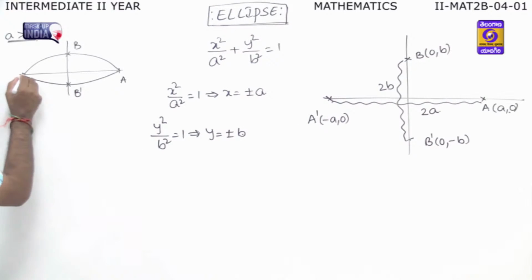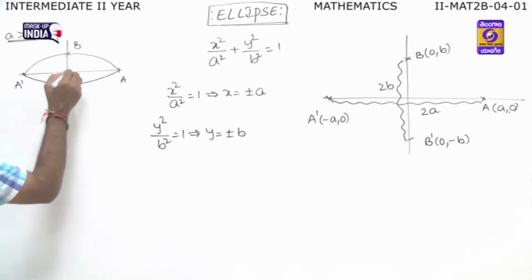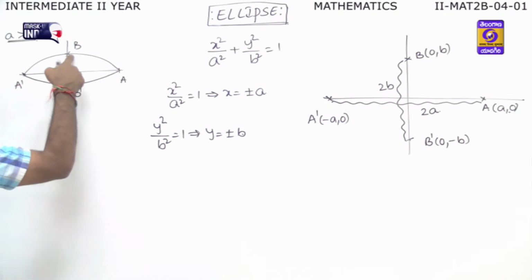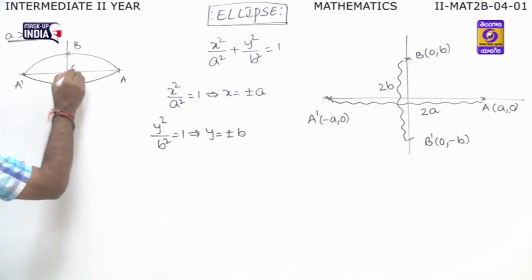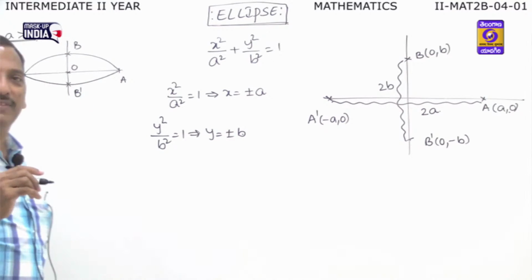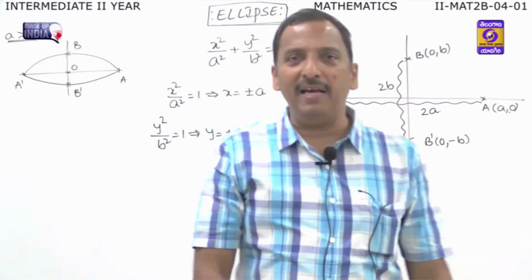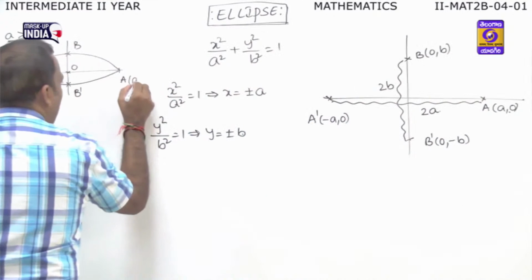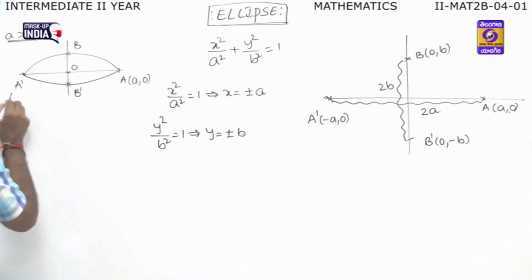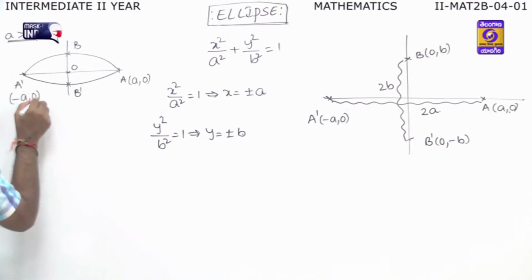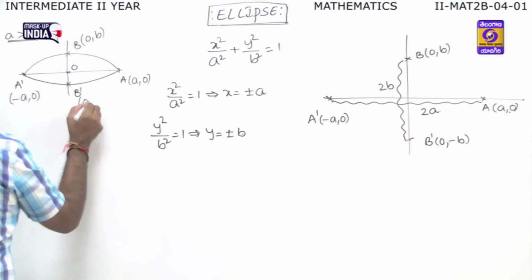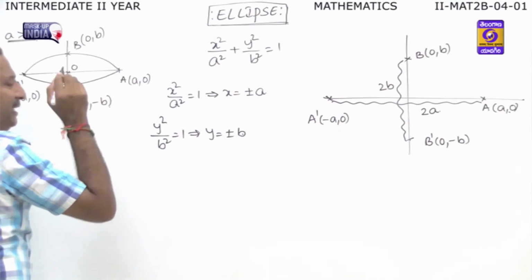If AA dash is greater than BB dash, it is a horizontal ellipse, and the midpoint of AA dash is the same as the midpoint of BB dash. That is called the center of the ellipse. What is this? A comma 0. What is this? Minus A comma 0. What is this? 0 comma B. What is this? 0 comma minus B.